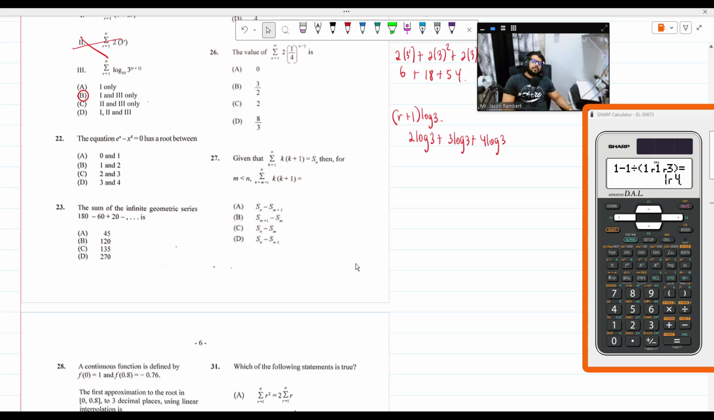Number 22, e to the x minus 4 to the x has a root between, this is a repeat question, between 1 and 2. Right, I don't think I need to go over that. Use the intermediate value theorem. This is also a repeat question. This is a over 1 minus r, 180 over 1 minus 1/3. And I believe this worked out to be 135.